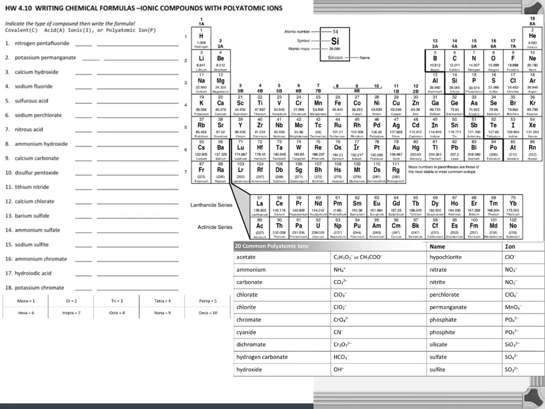Hi, this is Mrs. Sigala, and this is your homework for section 4.10, writing chemical formulas with ionic compounds, but these will include polyatomic ions. I've gone ahead and included your periodic table of elements here, your polyatomic ions, which are right over here, and also your prefixes for your covalent compounds.